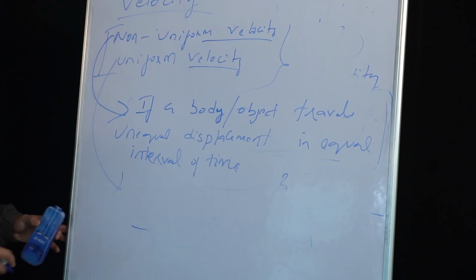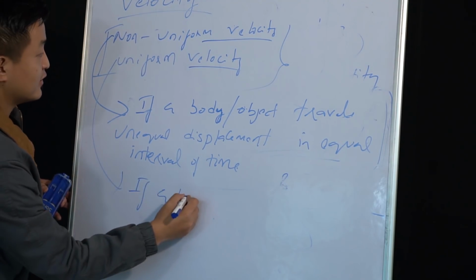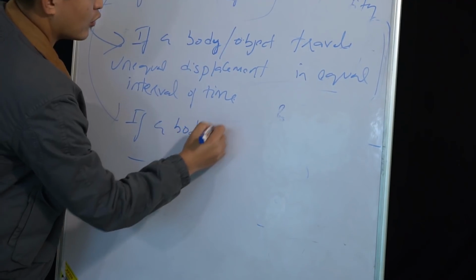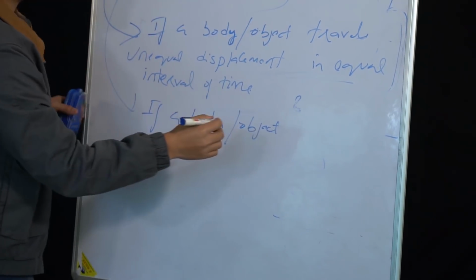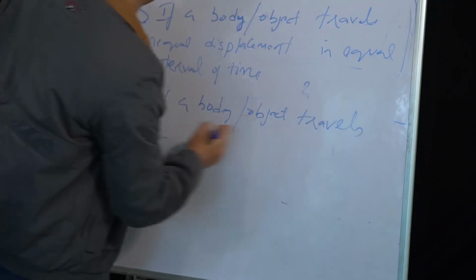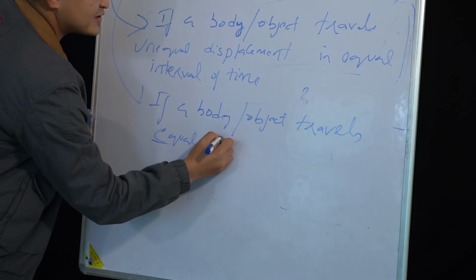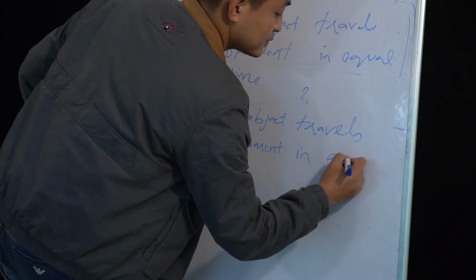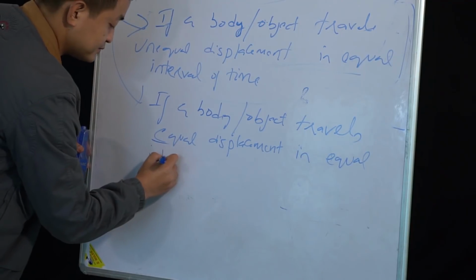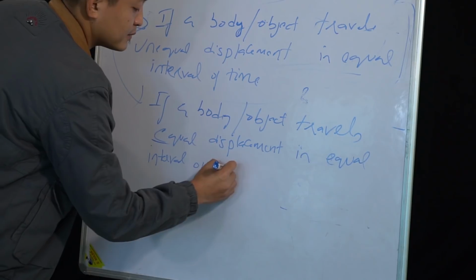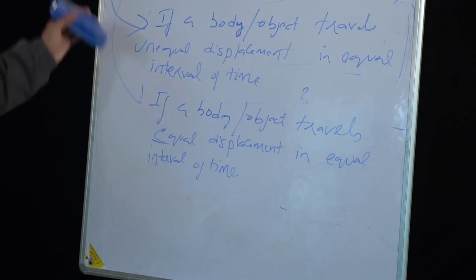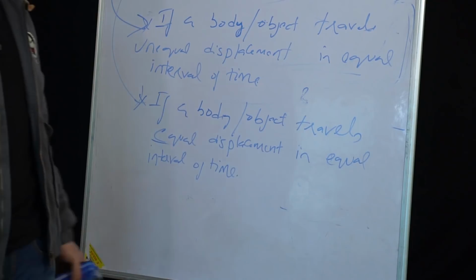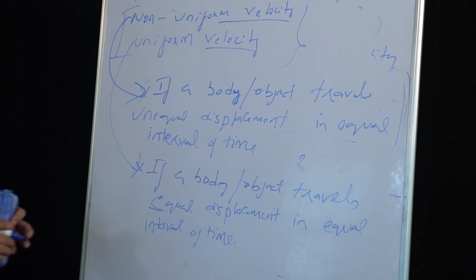And the same thing goes for uniform velocity. If a body or an object travels equal displacement in equal interval of time, then it is said to be uniform velocity. So please note these 2 definitions, students, non-uniform velocity and uniform velocity. Clear?